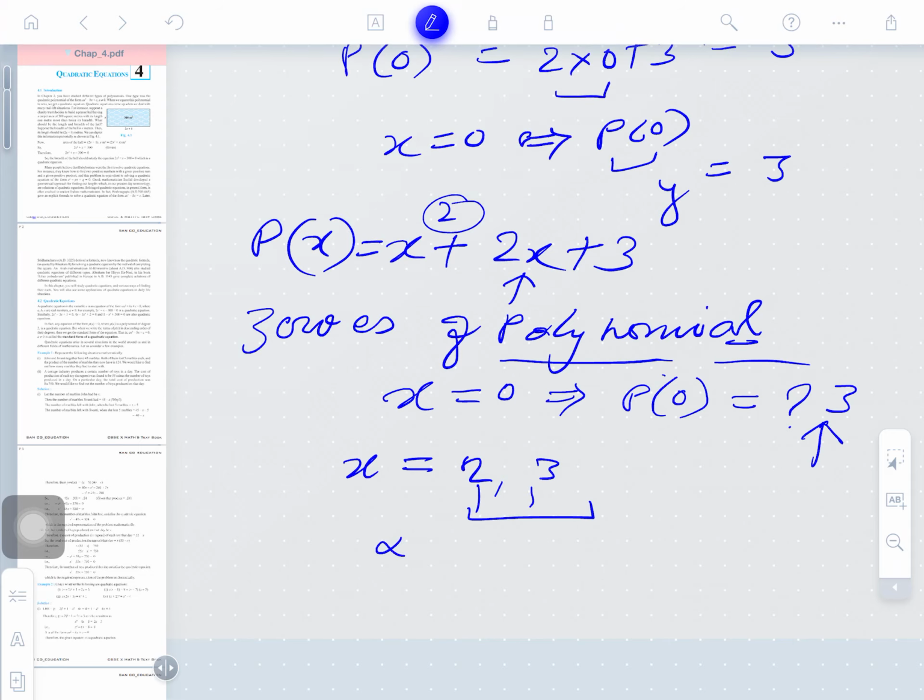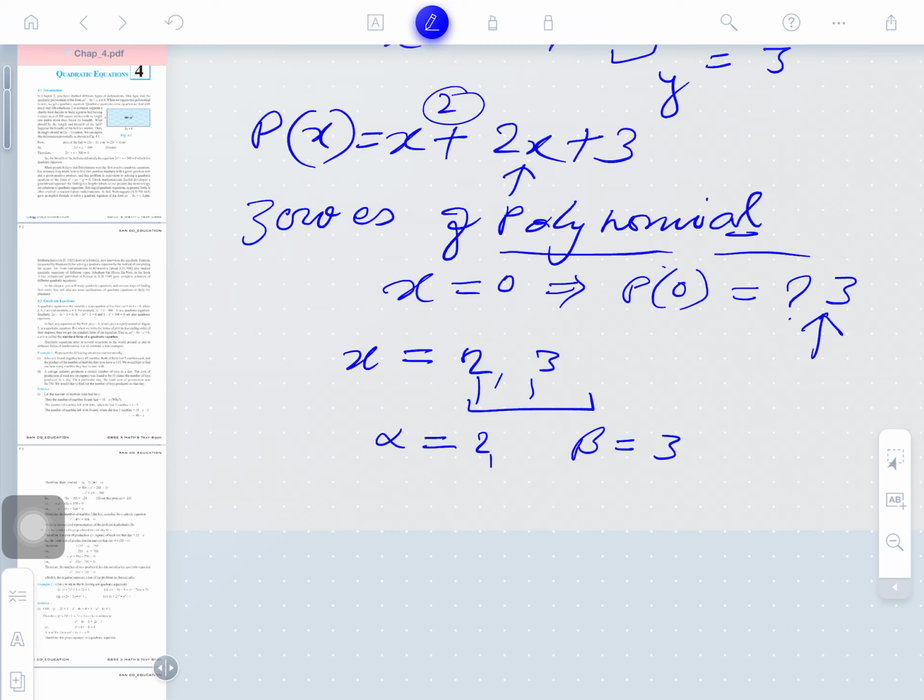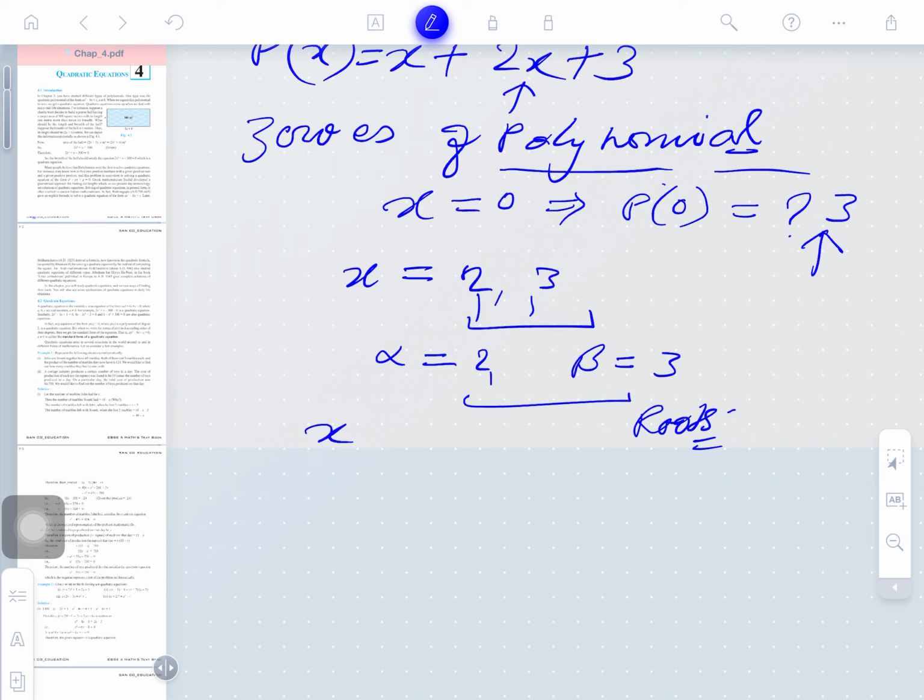These zeros we will suppose as alpha, and the second zero we are calling beta. Clear? Alpha and beta, we are representing them like this. You may see this or not? These are also called the roots. Clear? So these are the values of x here.